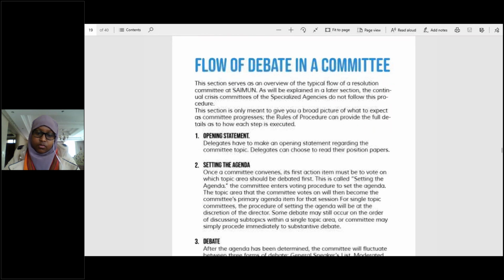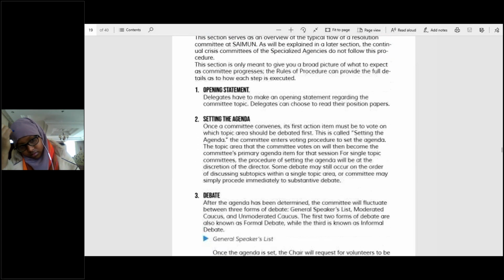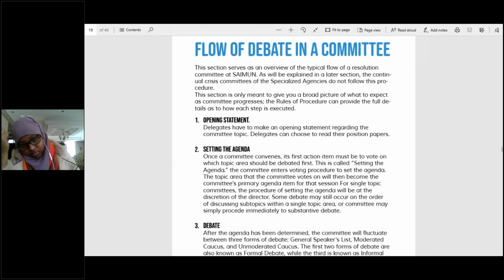Now we'll move to the flow of debate in a committee. This is basically giving a layout of what happens from the beginning of the committee session until the end. It's just a recap of what we've already gone through.